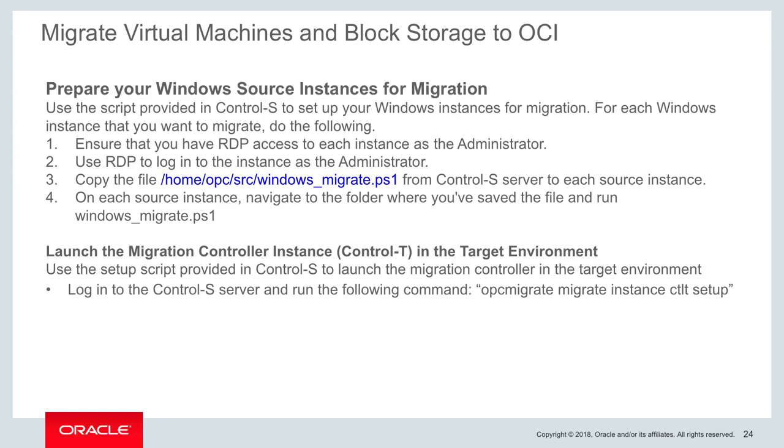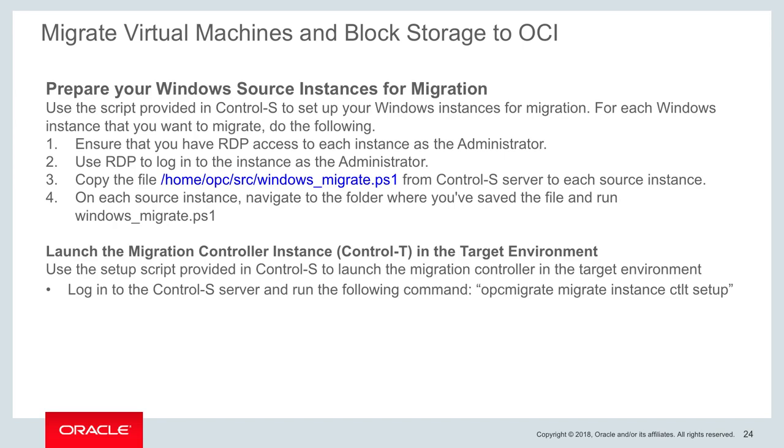Copy the file /home/opc/src/windows_migrate.ps1 from the Control S server to each source instance. On each source instance, navigate to the folder where you have saved the file and run windows_migrate.ps1.